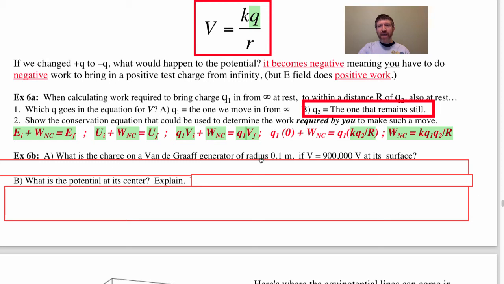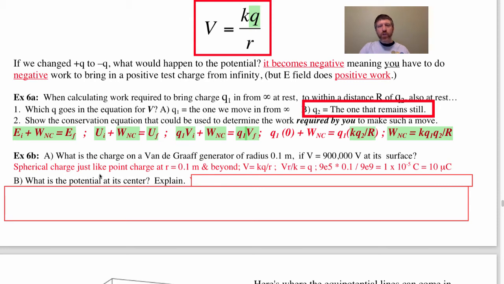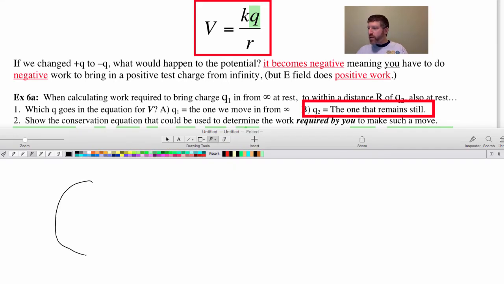So what's the charge on that Van de Graaff generator? Hint, it's 0.1 meters in radius. It's a sphere 0.1 meters in radius. So all we got to do is, spherical charge is just like a point charge. So the potential caused by the Van de Graaff generator is K times the Q on the Van de Graaff generator divided by R, where all the charges are. So what we have here is a Van de Graaff generator, and it's got all these positive charges on the outside of it because all the charges on a conductor will spread out. So this is 0.1 meters.